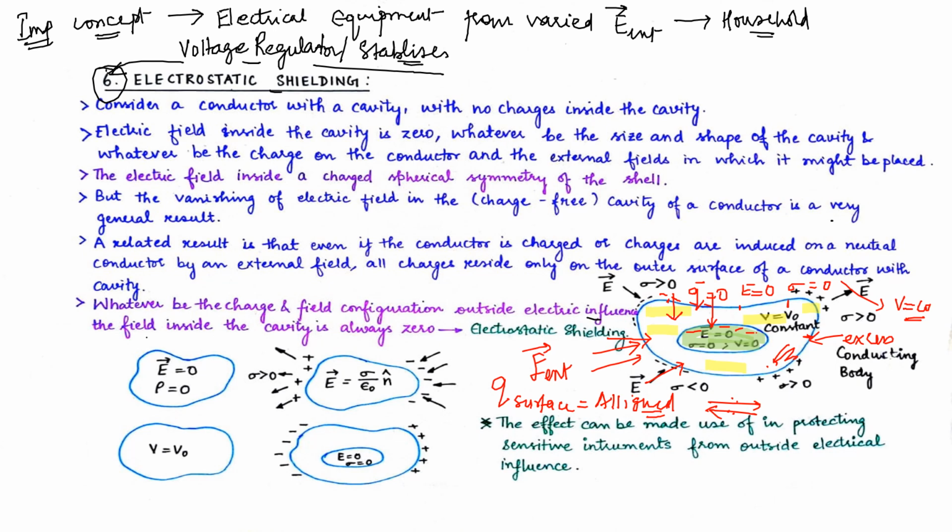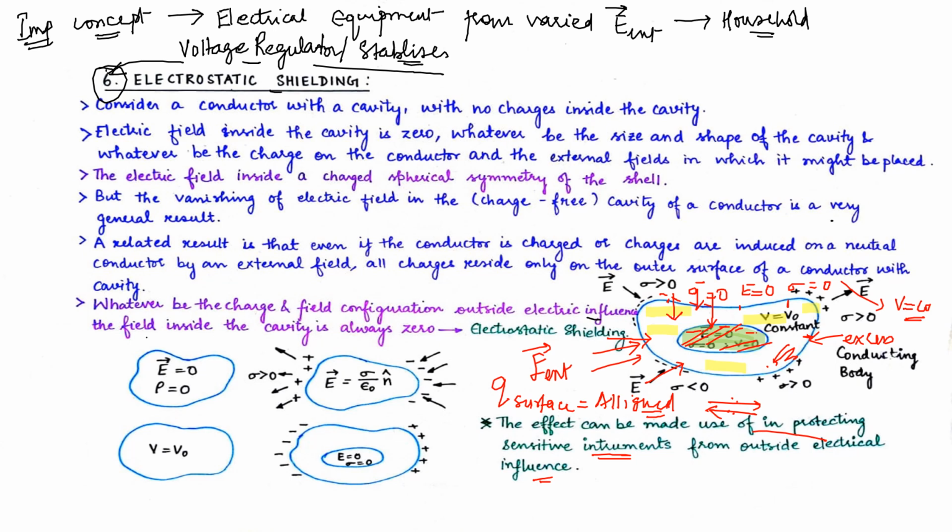As far as the cavity is not getting any charge, there will not be any electric field, any potential, or any charge density in this particular cavity. Now, as the cavity is having nothing, everything is zero, it's protected. It's basically shielded from the outside electrical influences. So this effect can be used in protecting sensitive instruments from outside electrical influence.